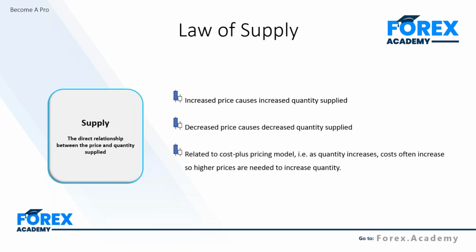Related to the cost plus pricing model, as quantity increases, cost often increases, so higher prices are needed to increase quantity. Okay, so I hope that makes sense there. We see the law of supply, of course, when there is less supply in one asset, that's going to liberate a certain amount of price change with a direct relationship to the price as the supply chain moves. So again, quantity increases, costs often increase, so higher prices are needed to increase quantity.